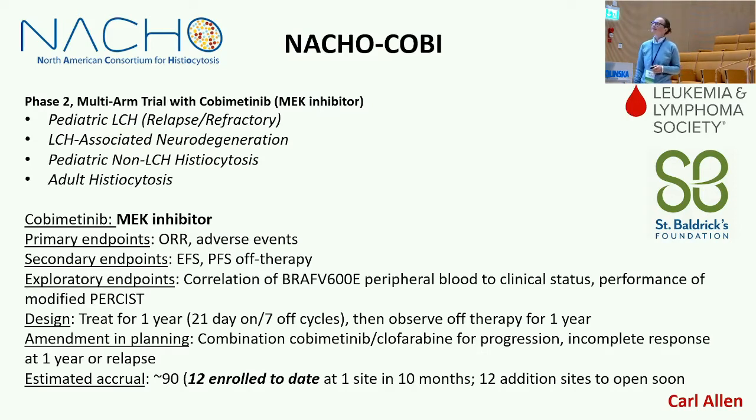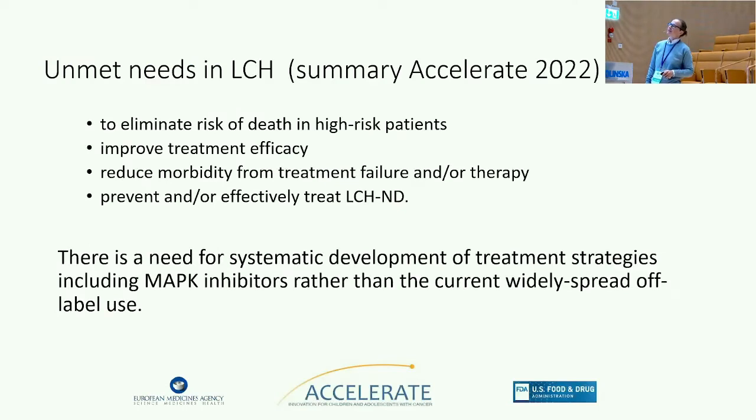It will also be interesting what comes out here. So Carl and I also have been invited to this Accelerate meeting, which I thought was extremely interesting. It was about MAP kinase pathway inhibition in low-grade glioma and LCH. We then summarized this, and I think there's a paper coming out soon. For LCH, there are four things which were pointed out: eliminate the risk of death, improve treatment efficacy, reduce morbidity, and prevent or effectively treat neurodegenerative LCH.